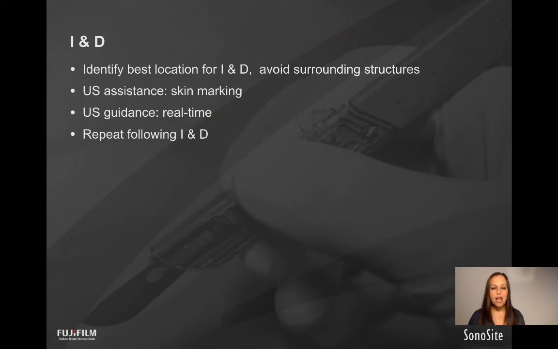Now, once we find an abscess that needs to have incision and drainage performed, we can use ultrasound to identify both the ideal location for performing incision and drainage, and also identify surrounding neurovascular structures that we don't actually want to cut into. Generally for abscesses, we use the technique called ultrasound assistance, and this is skin marking prior to performing incision and drainage. We don't actually use ultrasound during the incision and drainage itself. You can also repeat the ultrasound following incision and drainage to make sure that you've actually opened up and obtained all of the pus within the cavity itself.